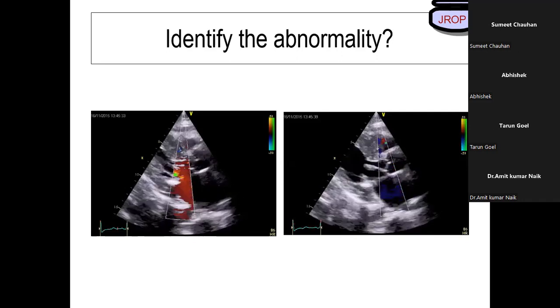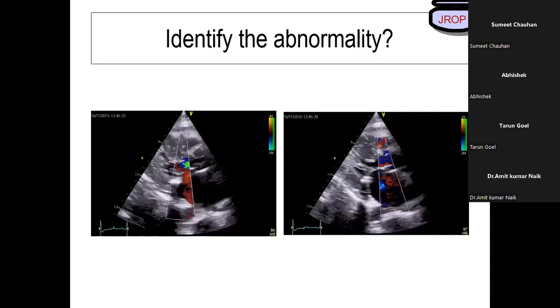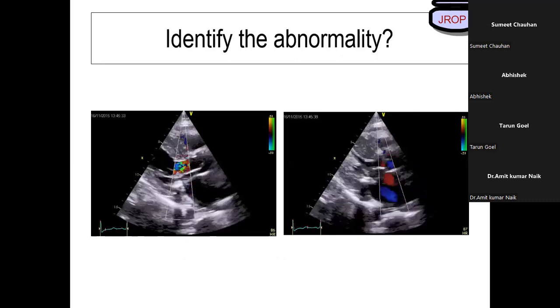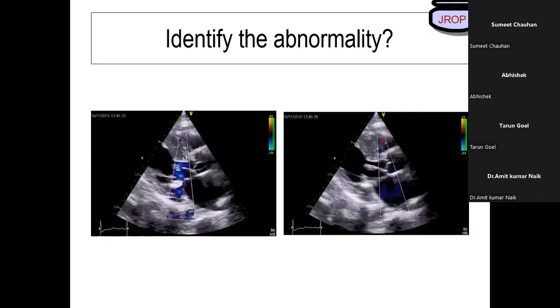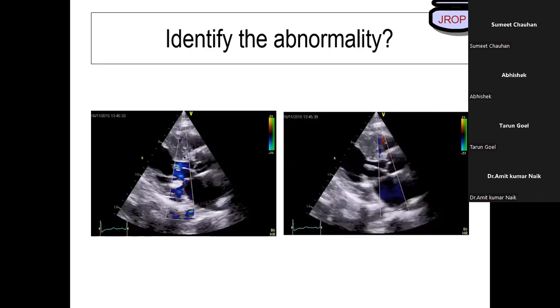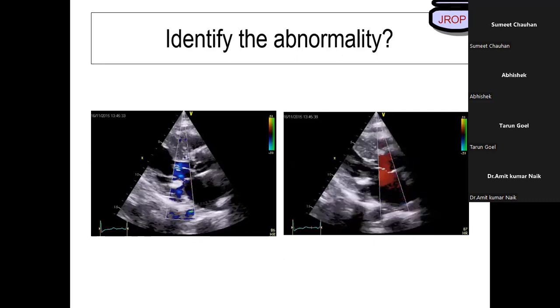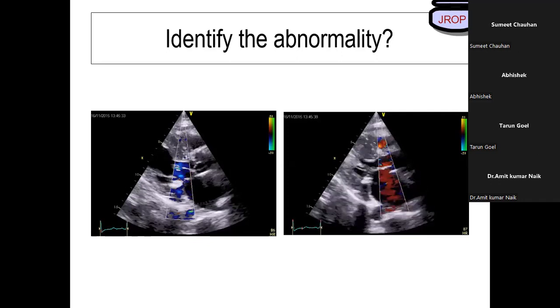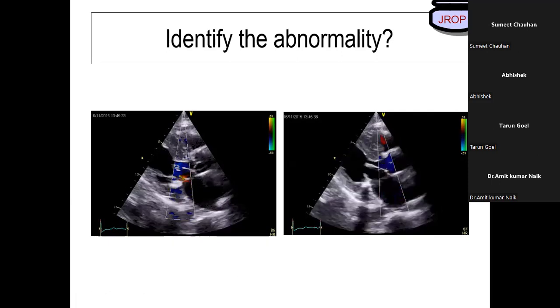Neha, go ahead, quick. You have to respond fast. There are 2 images in front of you. Tell me what is the abnormality in this patient. Very simple, this is not rocket science. So MR. So mitral regurgitation. You were doing very good, Neha. Don't disappoint me.